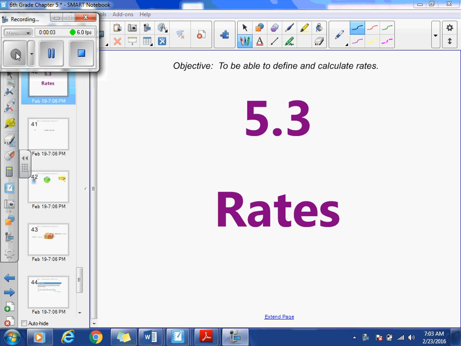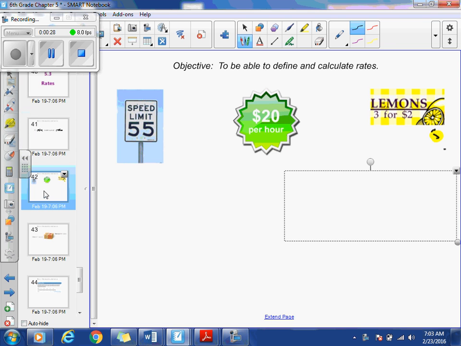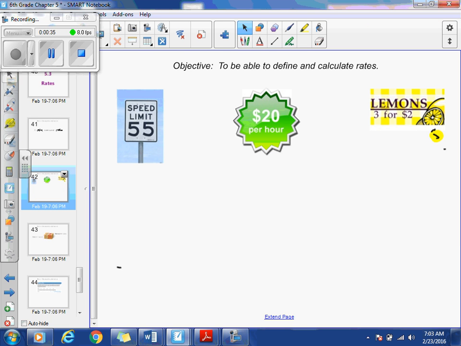Your goal after watching this video is to be able to identify a rate and calculate a rate. Okay, so a rate is just one type of ratio. This whole chapter we've been talking about ratios, or comparing quantities to each other. And a rate is a specific kind of ratio. So everything we talk about today is still a ratio, but we're talking about ratios that can also be considered rates. And here are a few examples of ratios that are also rates.